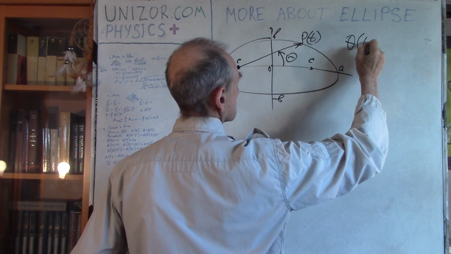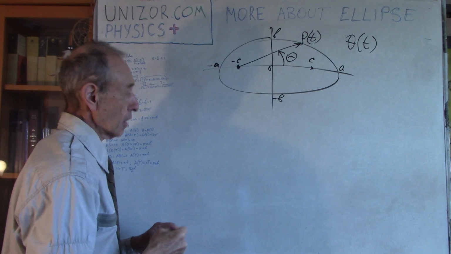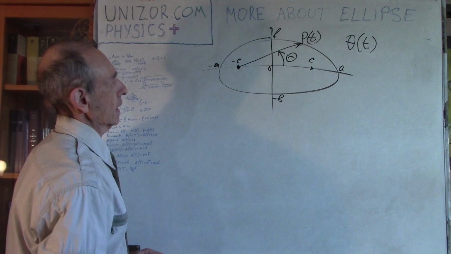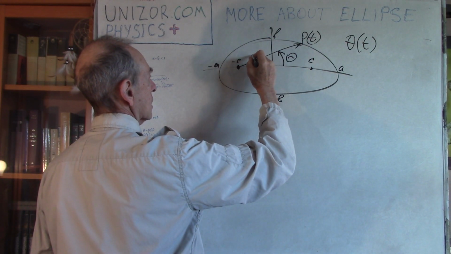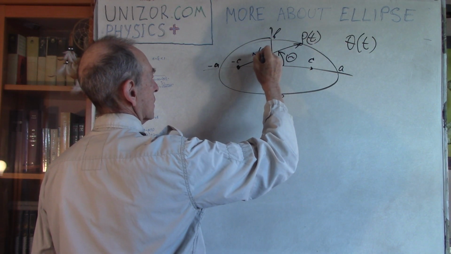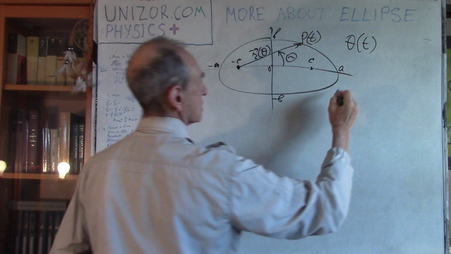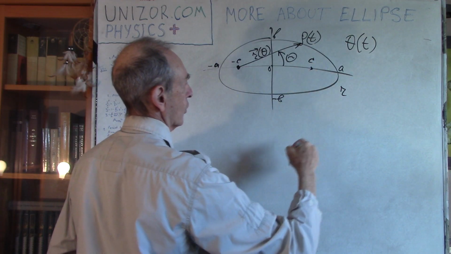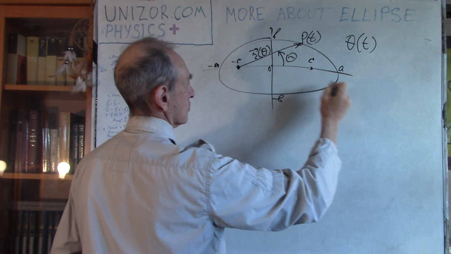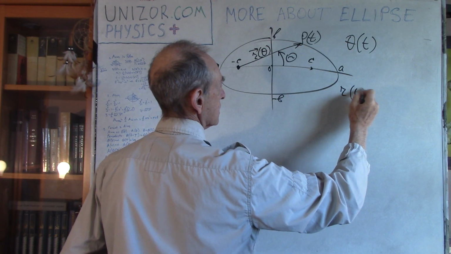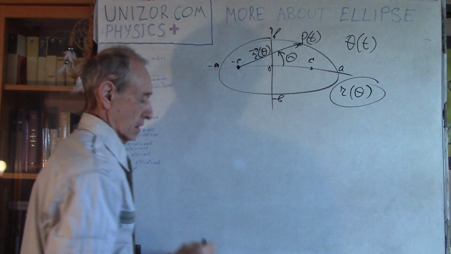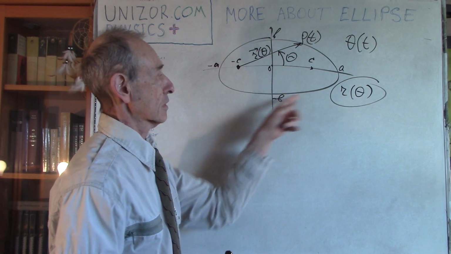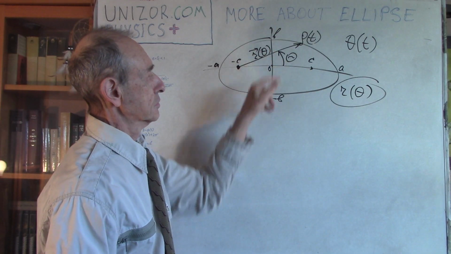and theta obviously is also dependent on time when the object is moving around this trajectory, and the distance, well, this is a vector, but the distance r from focus to a point is just r without the arrow on the top, and this would be the description of trajectory, r as a function of angle theta.